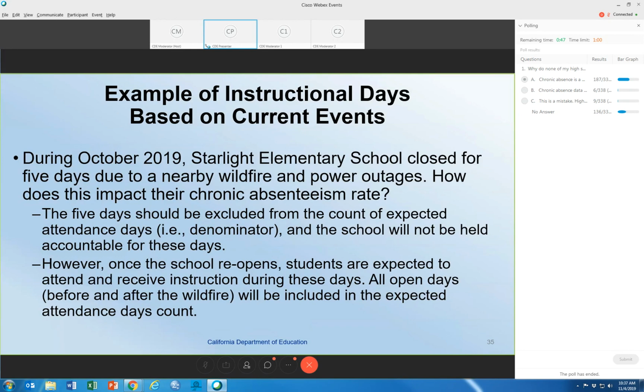So if the school was closed for those 5 days, they would be excluded from the count of expected attendance days. It's not an instructional day because there's no classes happening, so the school would not be held accountable for those days. However, once the school reopens, students are expected to attend and receive instruction. All open days before and after the wildfire will be included in the expected attendance days count. So, instructional days are only the days that are not weekends, are not holidays, and there are instructions happening.